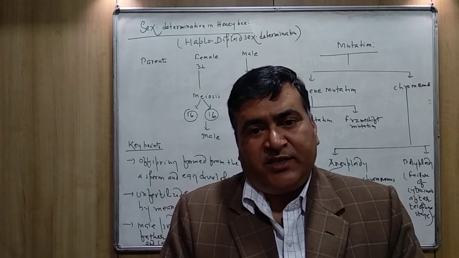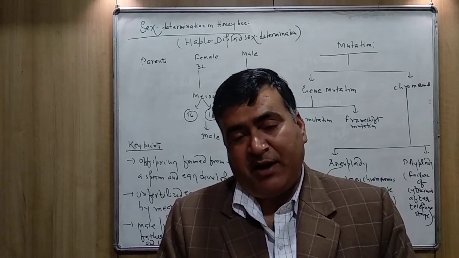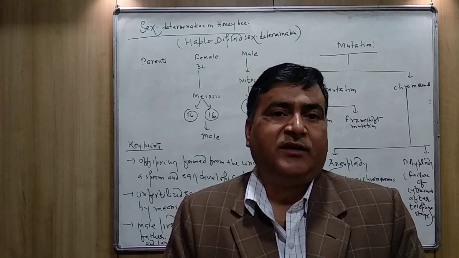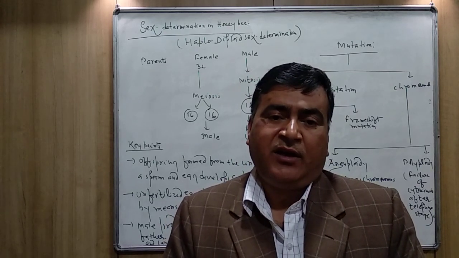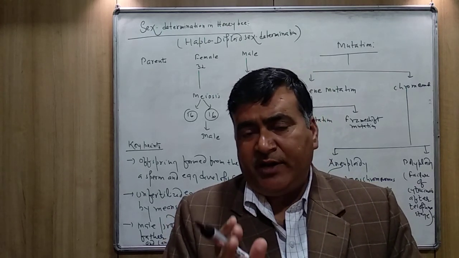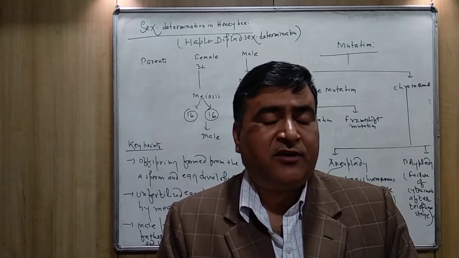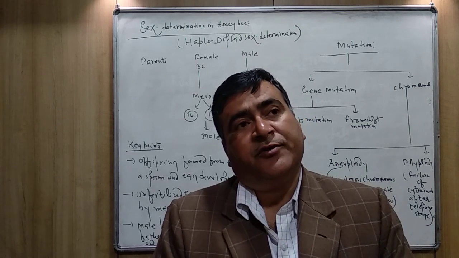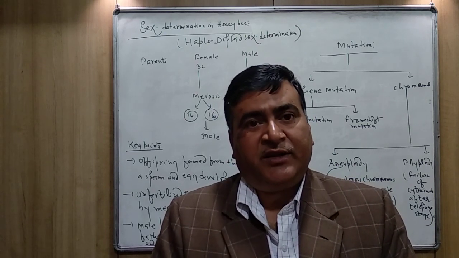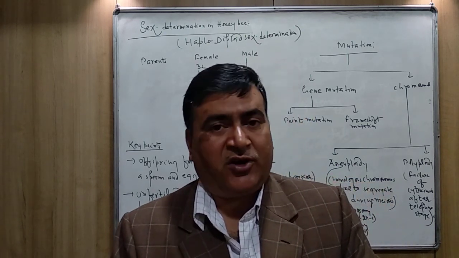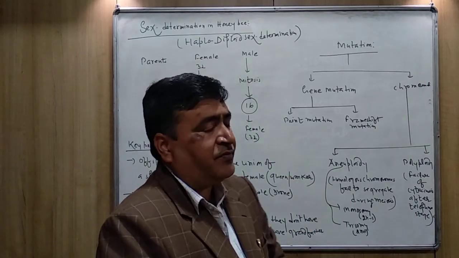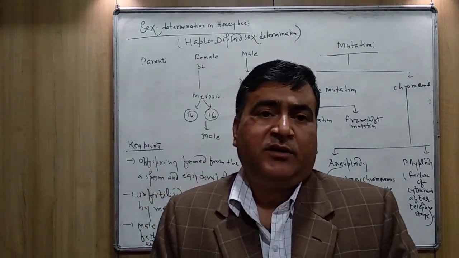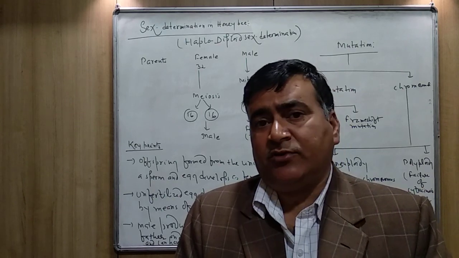And the drones, they are haploid. Here the males are always haploid, having how many chromosomes? 16. While the female, that is the worker, the female is also known as the worker or the queen, they have a total of 32 chromosomes.